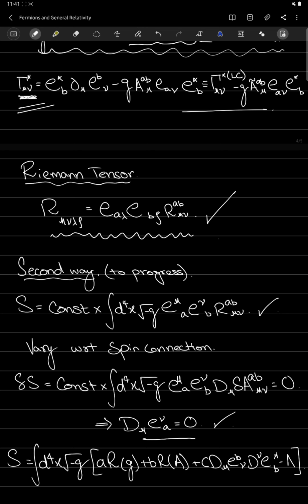So we have basically derived general relativity from a quantum field theory point of view. And that was mostly our goal. And so next time we'll discuss the weak field limit of gravity.